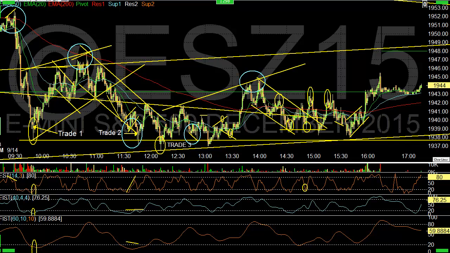December contract. Now, the blue circles you see here are the member strategies that we use, trading the high probability setups. And we try to take our positions based off of these. And today, we had a great day of trading. But one thing that really came to my attention is the importance of the candlesticks.